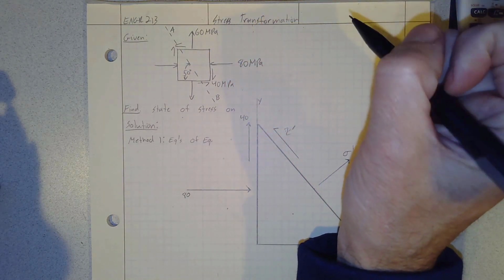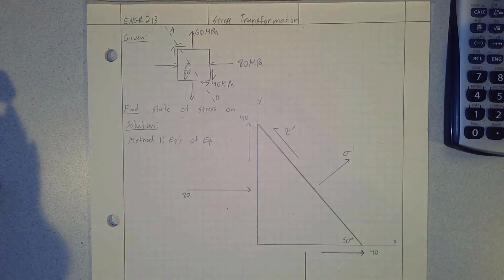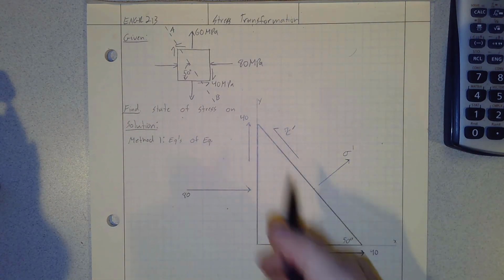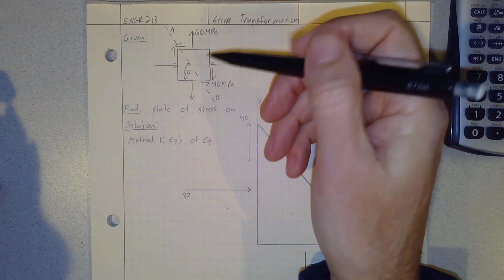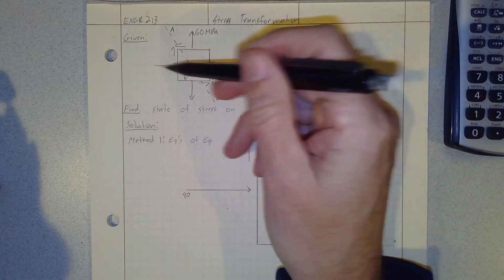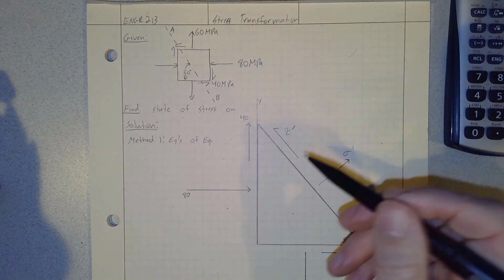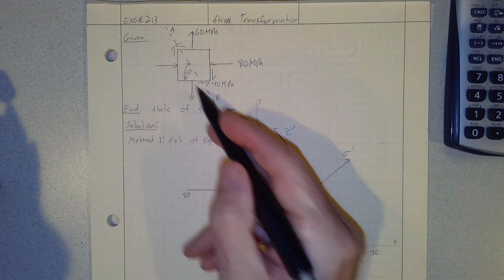So to do that, there's a couple different ways we can do that. We're going to go through a number of those methods in this video. The first one we're going to start with is kind of the simplest and our fallback default method, which is basically equations of equilibrium. So if we have this element up here, like I've said, it's got tension in the y direction, compression in the x direction, and we're supposed to find the stress on this plane.